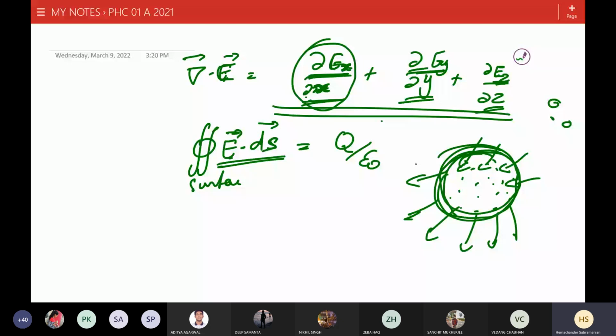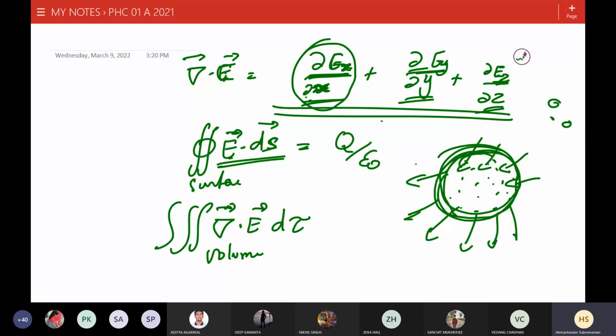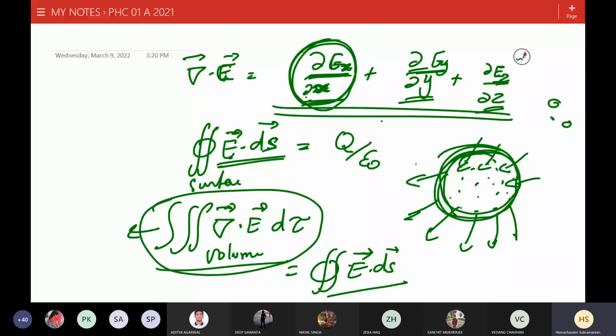Or in other words, the integral of divergence of E d tau, this is a triple integral over volume, is equal to the surface integral of E dot dS. This is the divergence theorem, by the way. So this is the same as this. When you do this, you're basically calculating dou Ex by dou x at every point in this volume, and you're integrating over that.